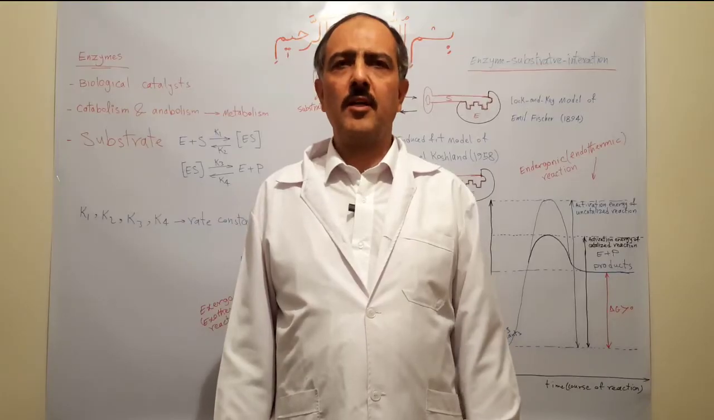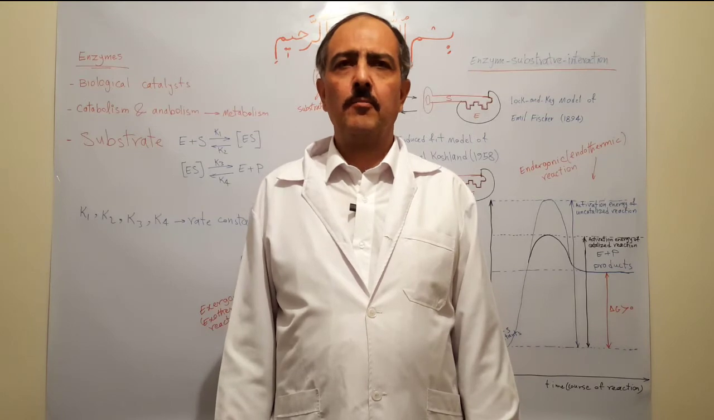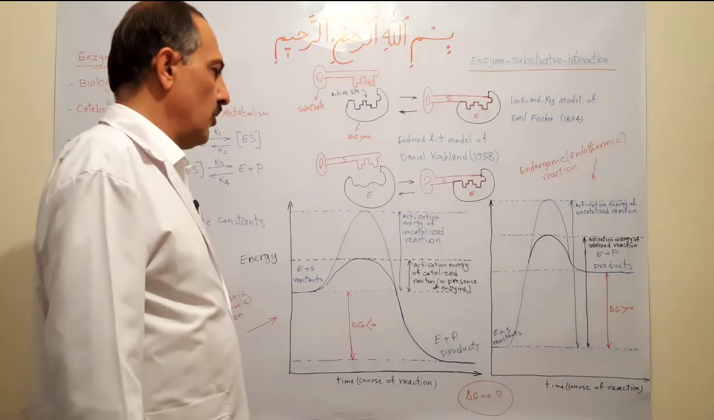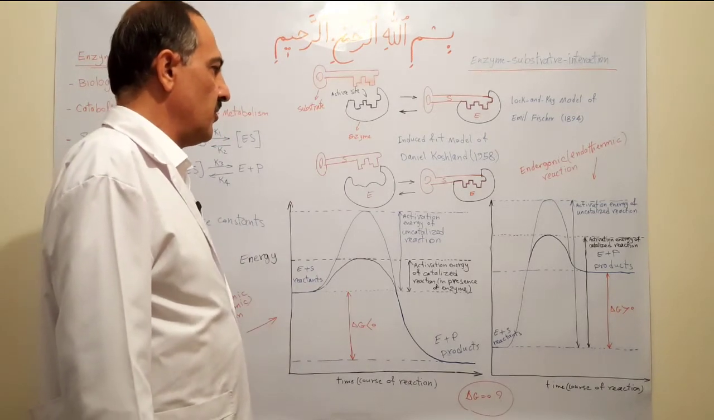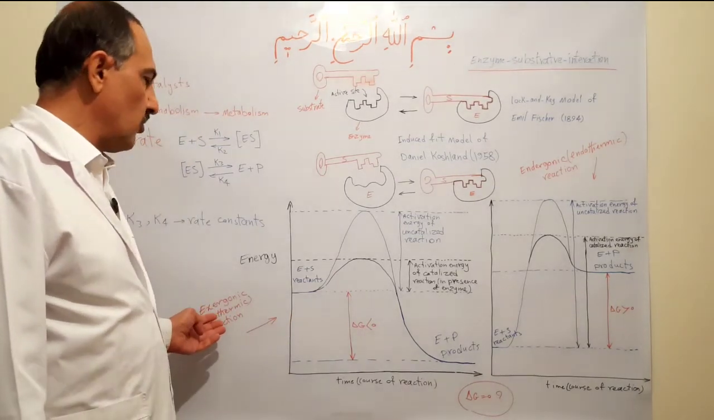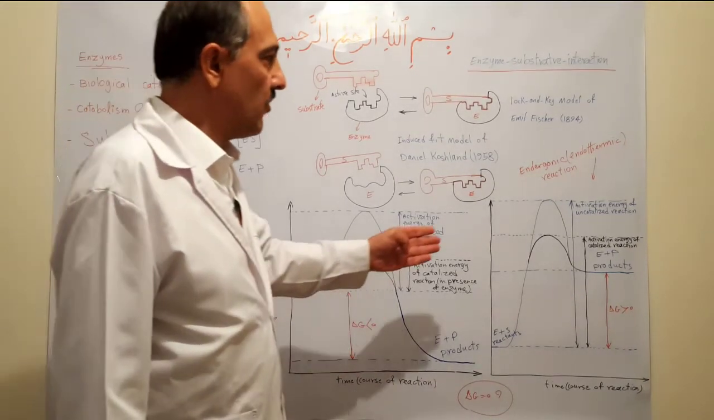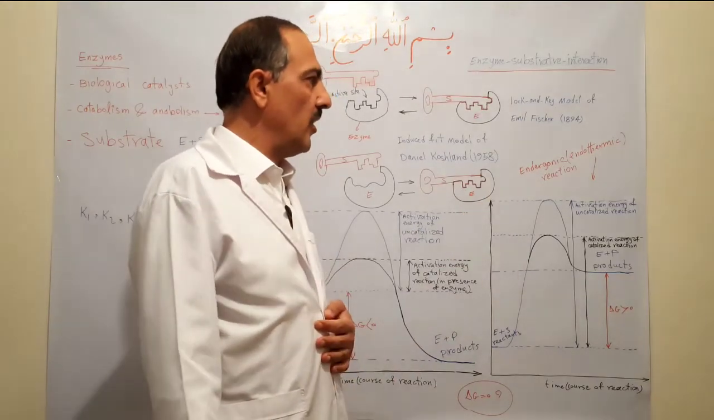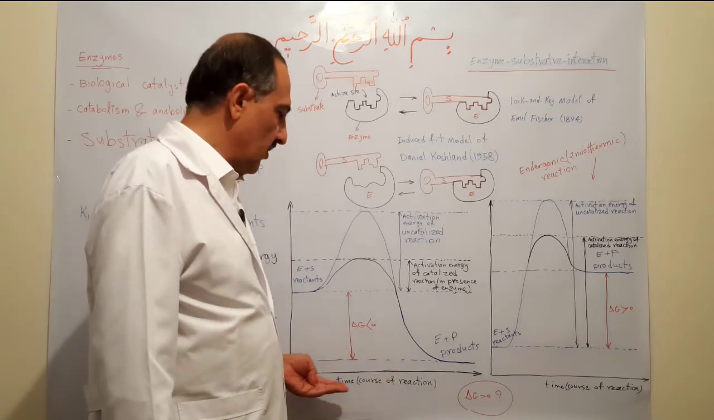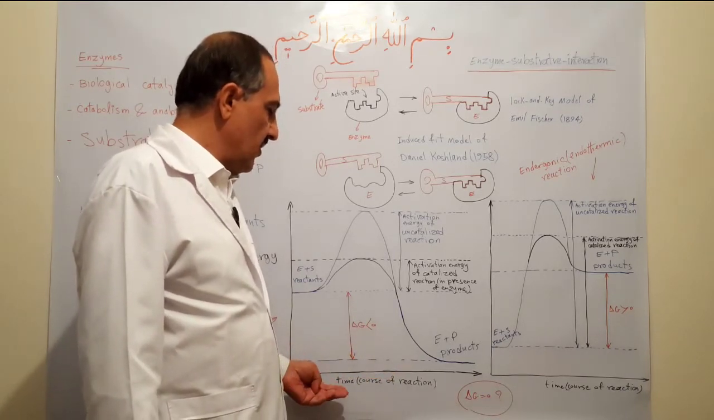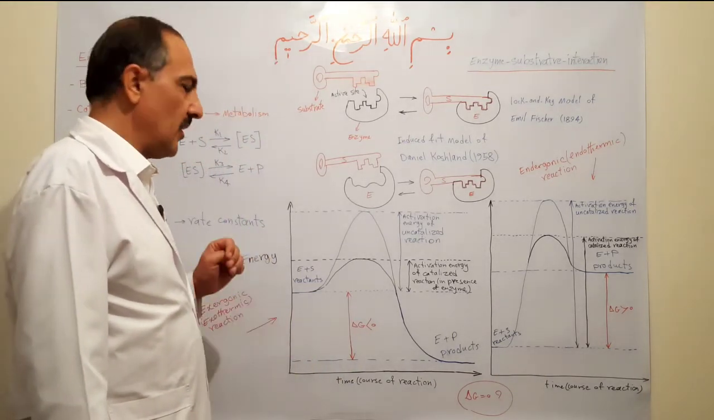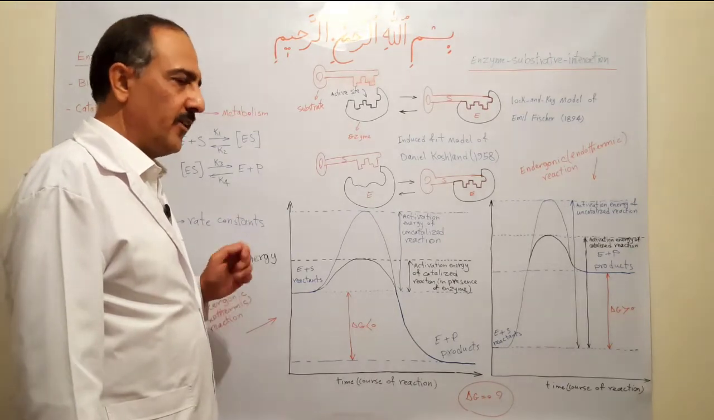But how do enzymes accelerate biochemical reactions? I drew two reaction coordinate diagrams: on the left for exergonic or exothermic reactions, and on the right for endergonic or endothermic reactions. The x-axis or horizontal axis represents the time course of the reaction, and the y-axis or vertical axis represents free energy.